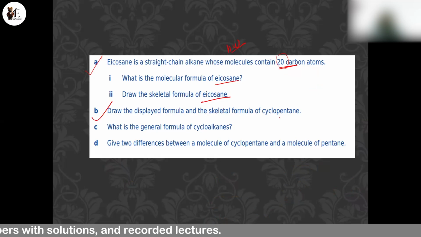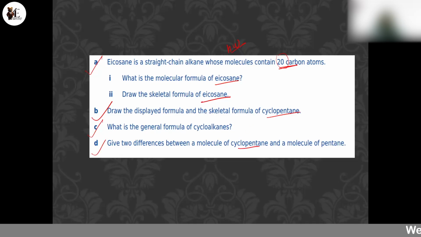Draw the displayed formula and the skeletal formula for cyclopentane. What is the general formula of cycloalkanes? And give 2 differences between a molecule of cyclopentane and a molecule of pentane.